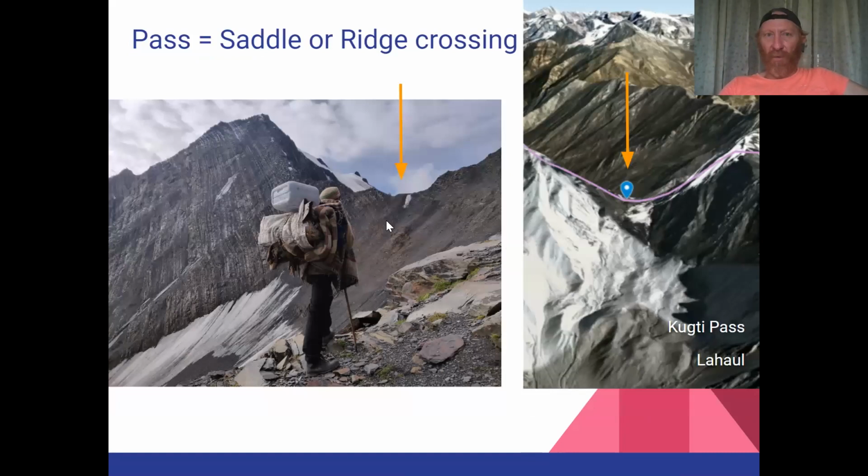Here is how it looks visually. So the same shepherd again, climbing up towards this Kuhti Pass, this U-shaped kind of the lowest point along the ridge, you can say, crossing over from Lahore to Chamba, seen in the same 3D Earth view on the right side.